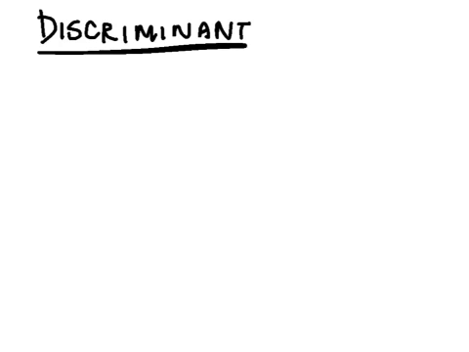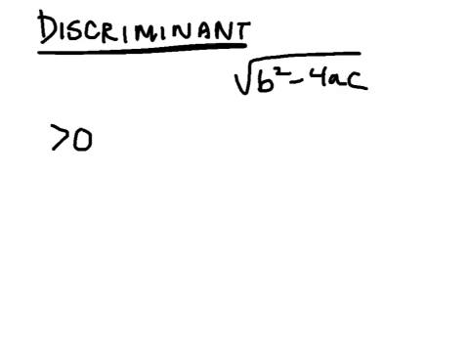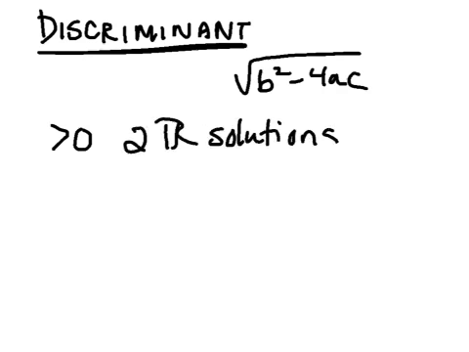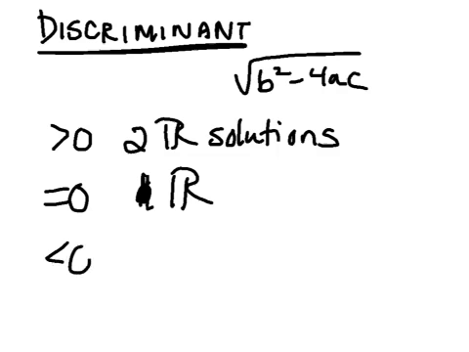And the discriminant tells us what kind of answers we're going to get. The discriminant is just the part under the square root, b squared minus 4ac. If b squared minus 4ac is greater than 0, we have two real solutions. If it's equal to 0, then we have one real solution. And if it's less than 0, we have two complex or non-real solutions.